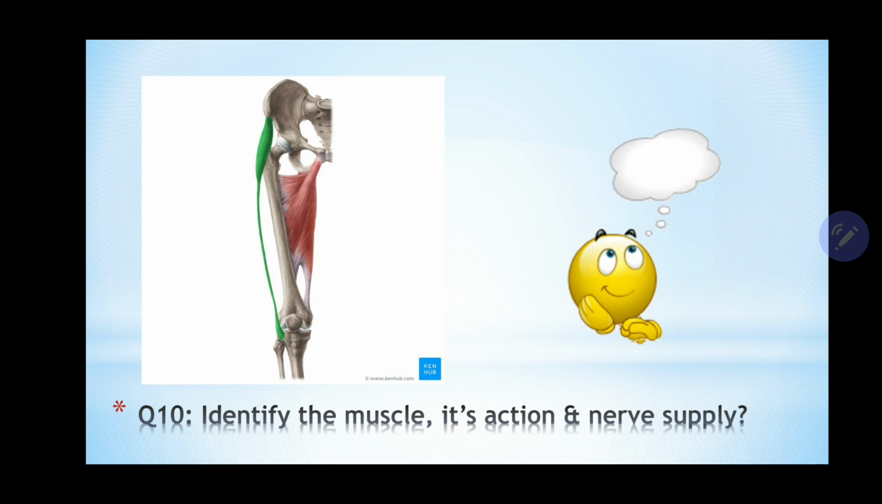And the nerve supply is the superior gluteal nerve, which supplies the three muscles: gluteus medius, gluteus minimus, and tensor fasciae lati. Superior gluteal nerve, once again I am telling you, is L4, L5, S1, dorsal division. Okay.